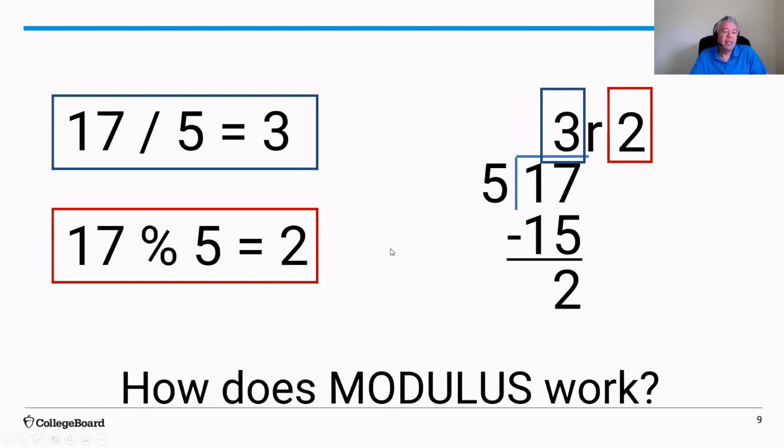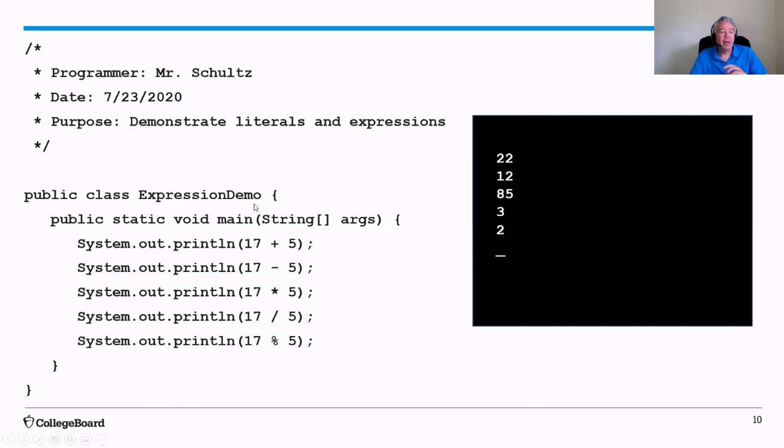Now, to demonstrate the fact that we've got integer operations and that an int plus an int gives us an int, I wrote a little program here that's going to display some integer operations. 17 plus 5 is 22, 17 minus 5 is 12, 17 times 5 is 85, 17 divided by 5 is 3, 17 modulus 5 is 2. Notice there are no decimal places in here anywhere. There's no decimal point. I'm getting strictly integer answers.